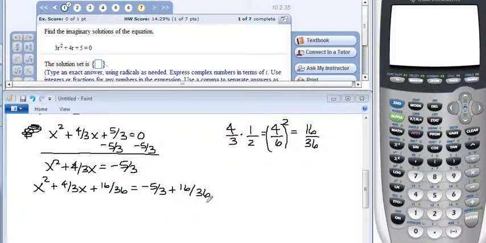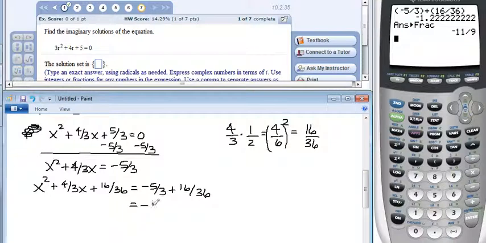So let's use the calculator for this. We have a negative 5/3 plus 16/36. Math, enter, enter. All right, so we have a negative 11/9 on that side. We could have done it by hand as well, but not necessary. All right, I have a plus here, so I've got a plus here. Now this is going to be a nasty thing to factor.